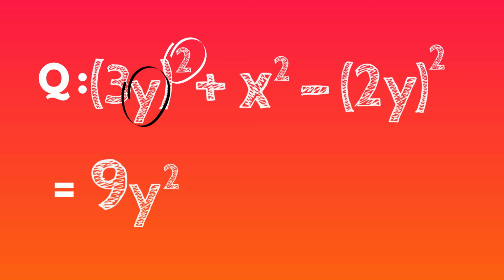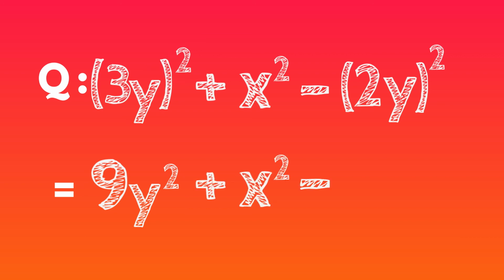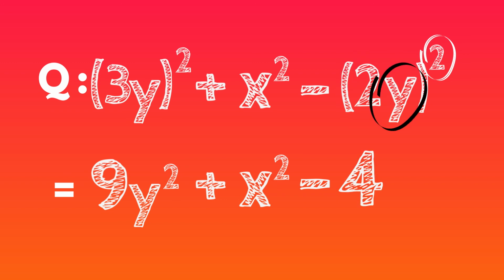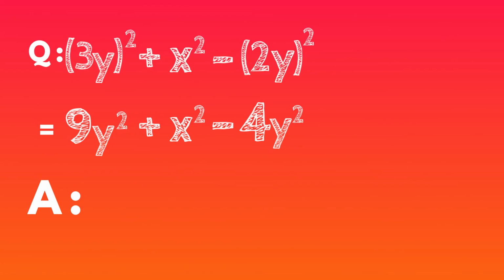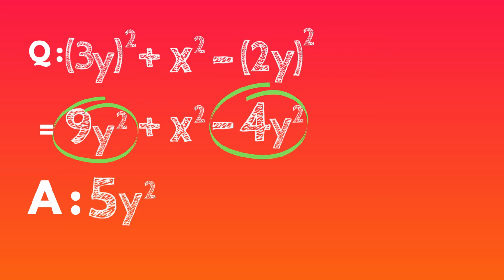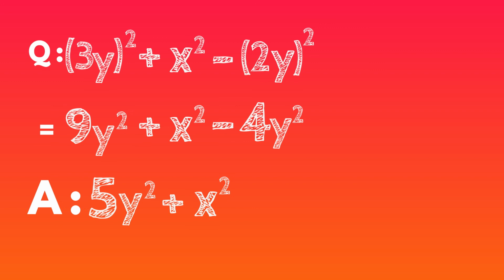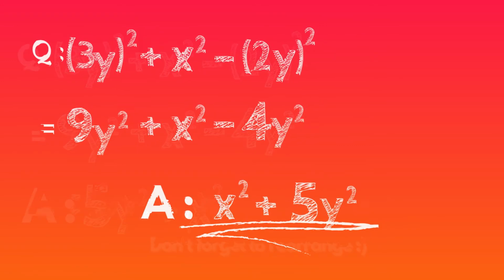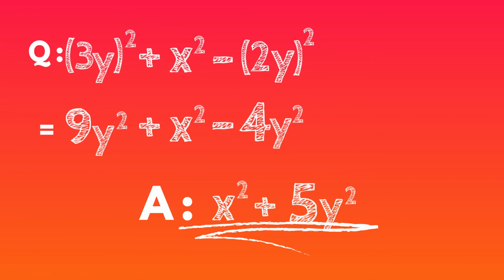So 9y squared plus x squared take away 2 squared, which is 2 times 2, which is 4. Y squared is y times y, which is y squared. So our answer will be 9y squared take away 4y squared gives us 5y squared. X squared remains x squared because it has no like term next to it. Final answer will be x squared plus 5y squared, because in algebra, the x comes before the y.